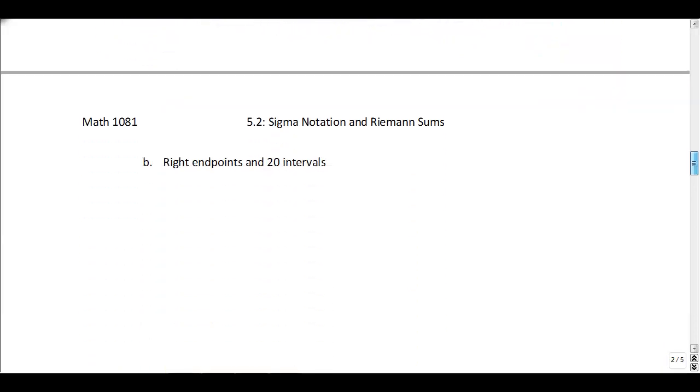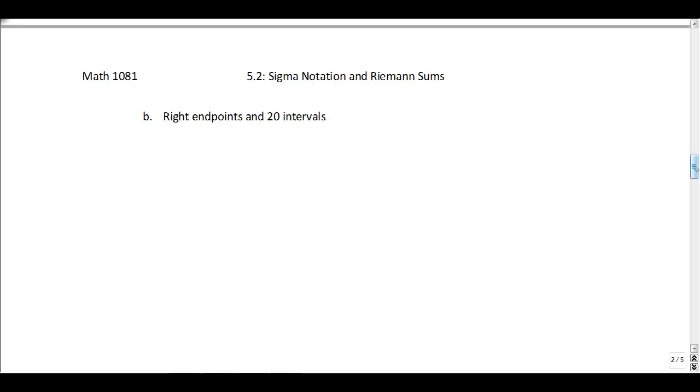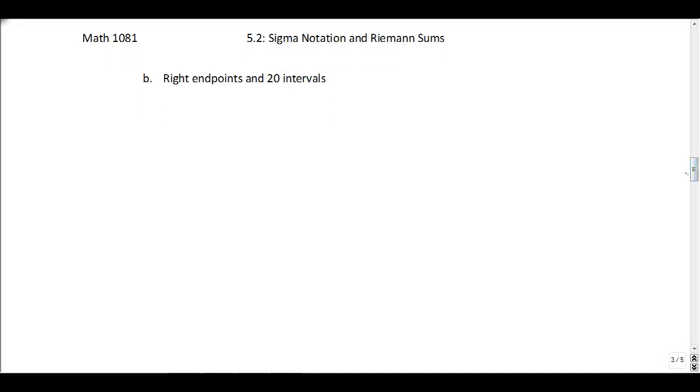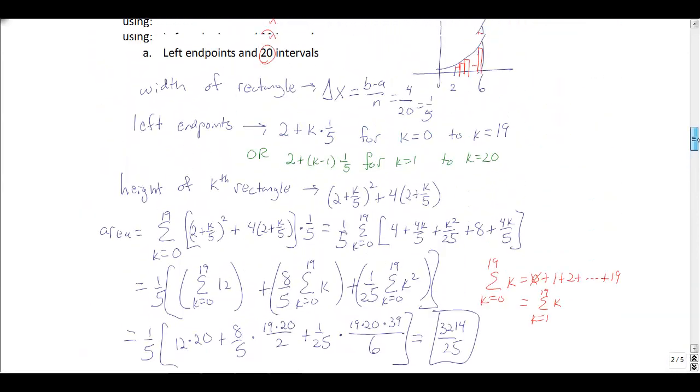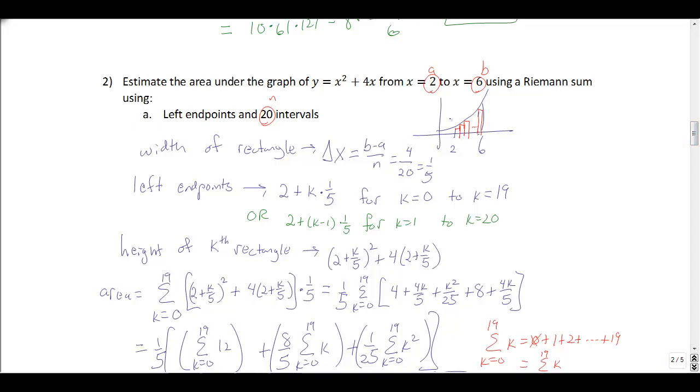Next one. Okay. Right endpoints and 20 intervals. So this is the exact same thing as from before, except we're going to use right endpoints instead of left endpoints. What that means is that in this picture, I'll try and do it with green, the first rectangle is going to have height really there. The second rectangle is going to have height there. The third one is going to have height there. And this last rectangle is going to have height there. So if this is an increasing function, which it will be on this particular interval, this is going to give us an overestimate, whereas the previous one gave us an underestimate.